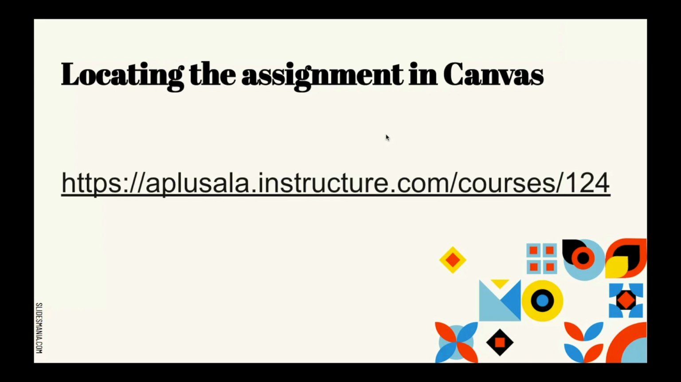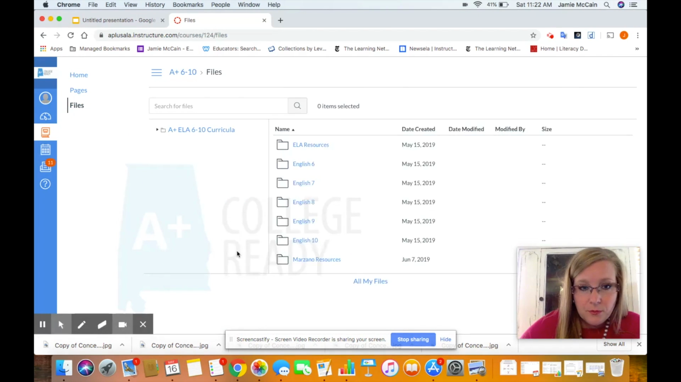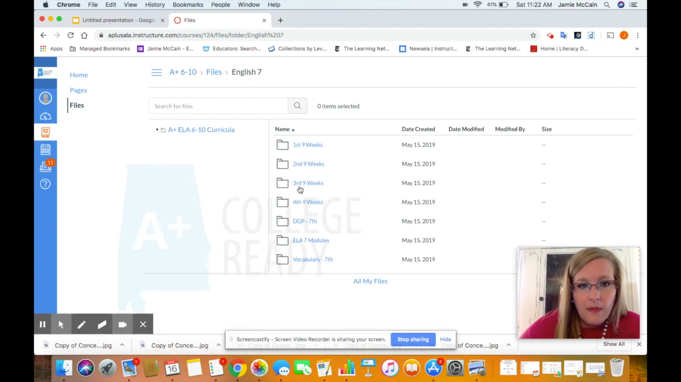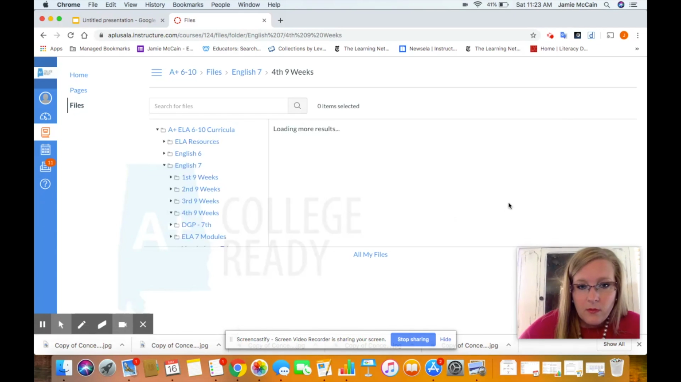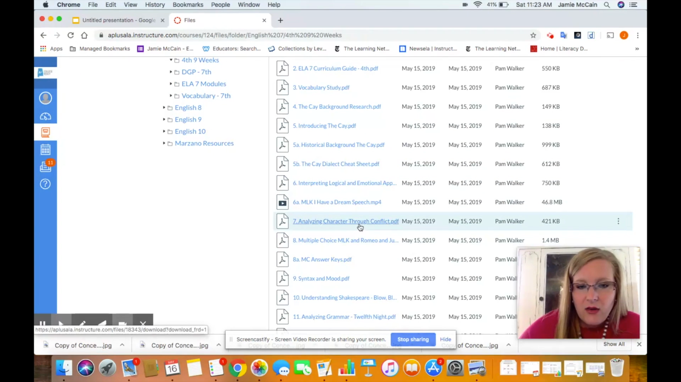So how can I find this assignment in Canvas? So first we click on Files. Then we're going to go to English 7. This is the fourth 9 weeks. And we're going to scroll down to 7, Analyzing Character Through Conflict.